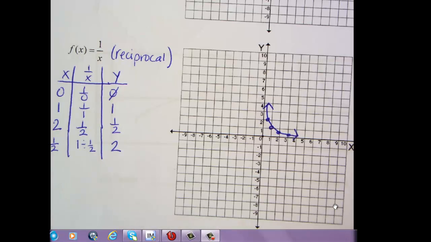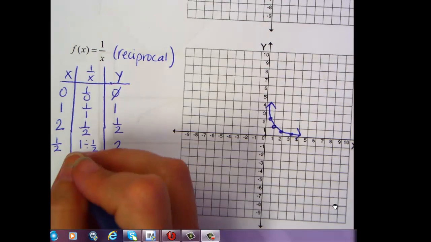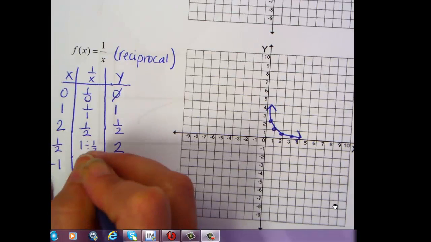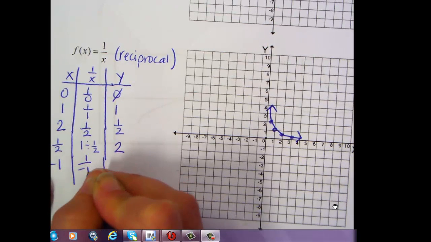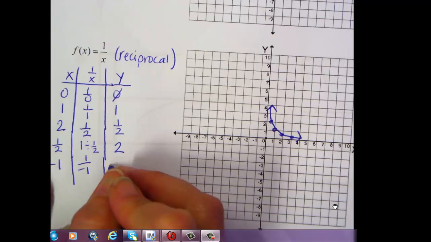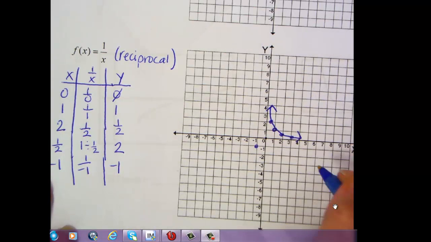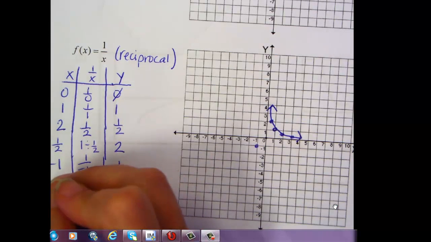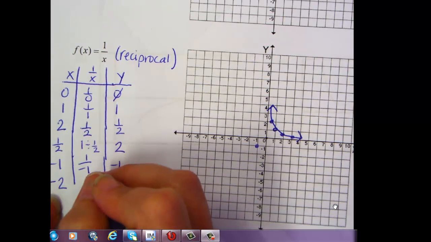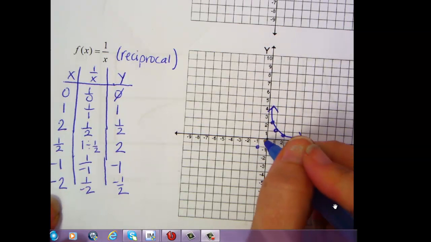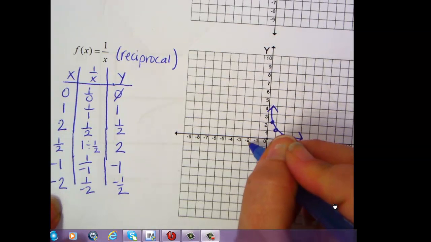We've kind of hurt negative feelings, so let's think about some negative numbers. If x is negative 1, well, 1 over negative 1, the reciprocal of negative 1 is negative 1. Negative 1, negative 1 is a point on your graph. If x is negative 2, 1 over negative 2 is negative 1/2. So when x is negative 2, y is negative 1/2.